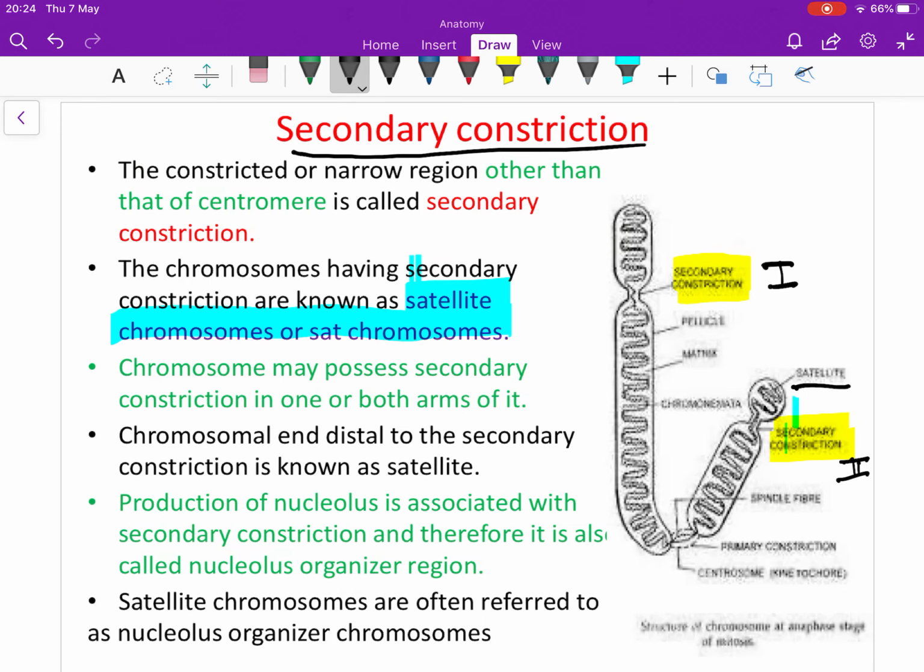The satellite chromosomes are often referred to as nucleolus organizer chromosomes. So these chromosomes are also known as nucleolus organizer chromosomes. Do you understand this part?